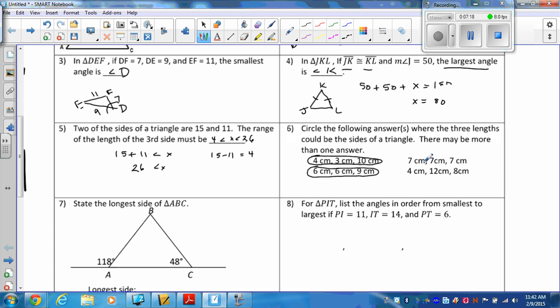Okay, 7, 7, and 7. So 7 plus 7 is greater than 7, for every combination of the sides. So this one is a possibility.